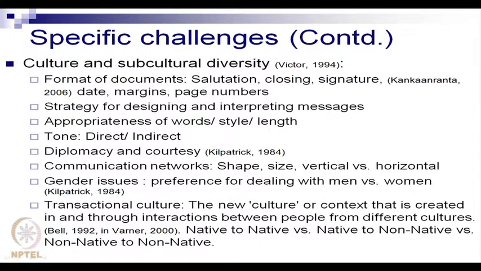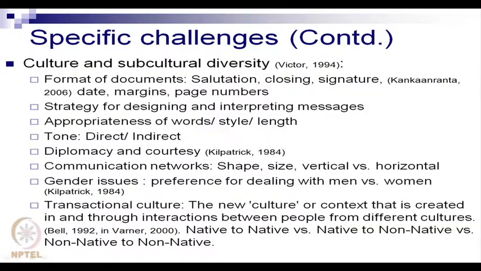So all these diversities, we cling on to people who are similar to us. Somebody who speaks the same mother tongue as me, somebody who uses the same kind of nuances in his or her language like me, maybe gender. I go and have tea with some ladies here. Again, I prefer to correspond with women because I think they will understand me better. And this is not conscious, many times it's subconscious, but this is subcultural diversity.